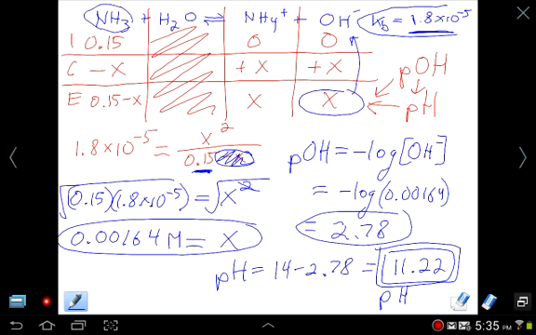So notice we've done the same thing as we did previously using the icebox. We first solved for x, and then we found the negative log of that number, subtracted from 14 because we have a base. And we'll practice plenty more of these types of problems as we go along. This, I would say, is the central concept of being able to calculate the concentration of a weak acid or base. So this concludes for us lesson 4 of chapter 16.